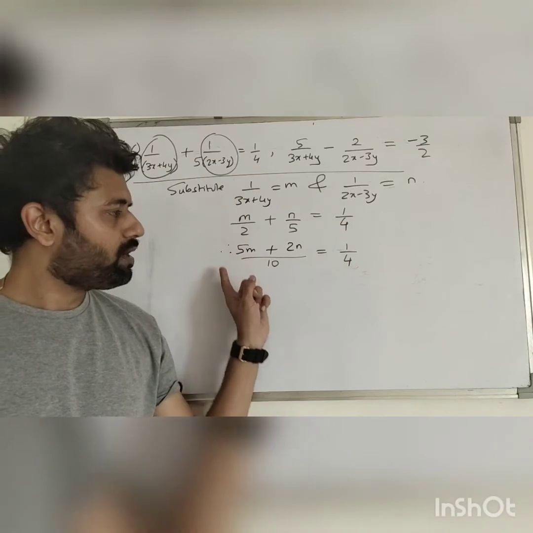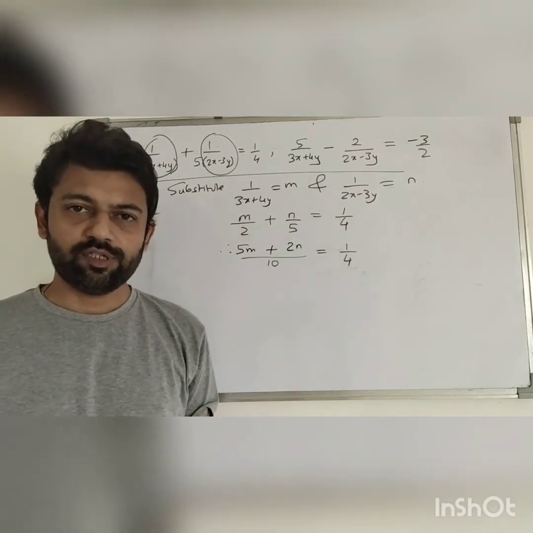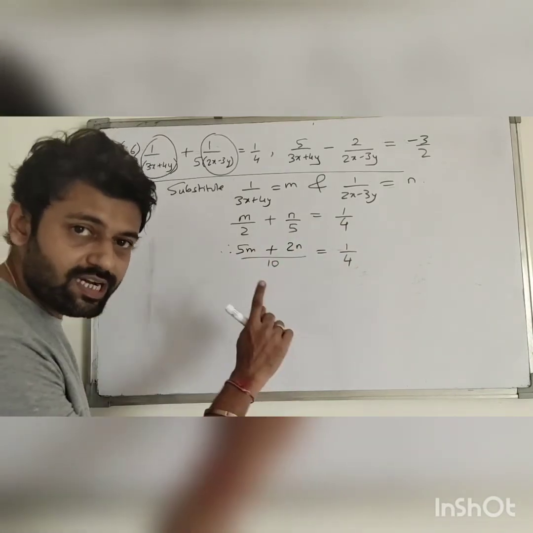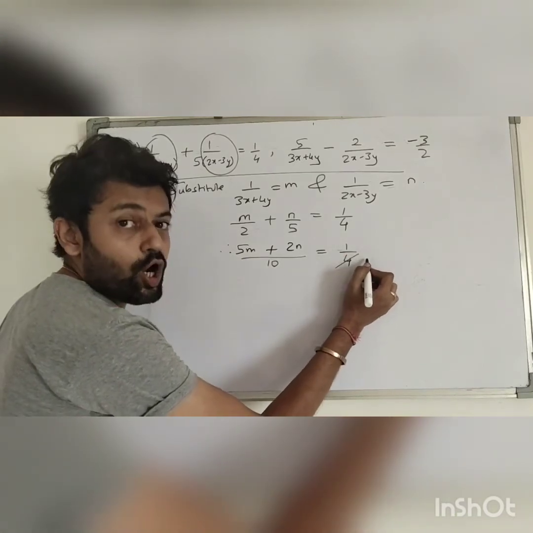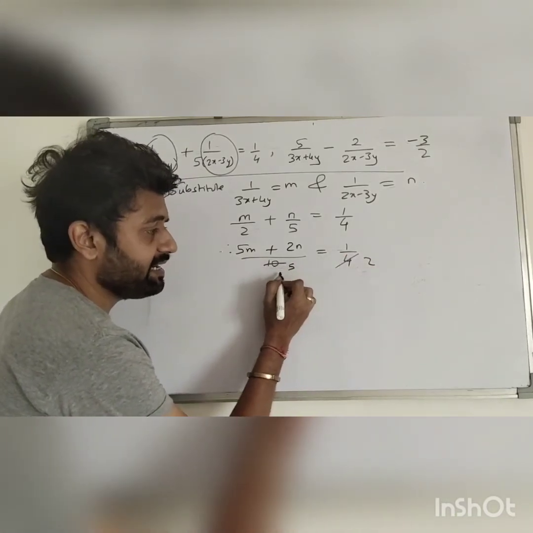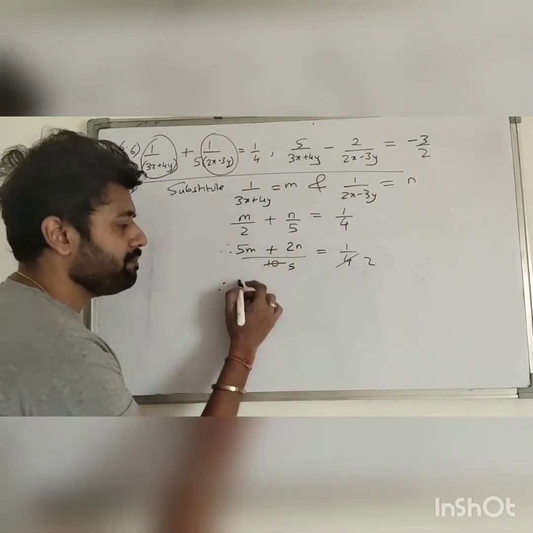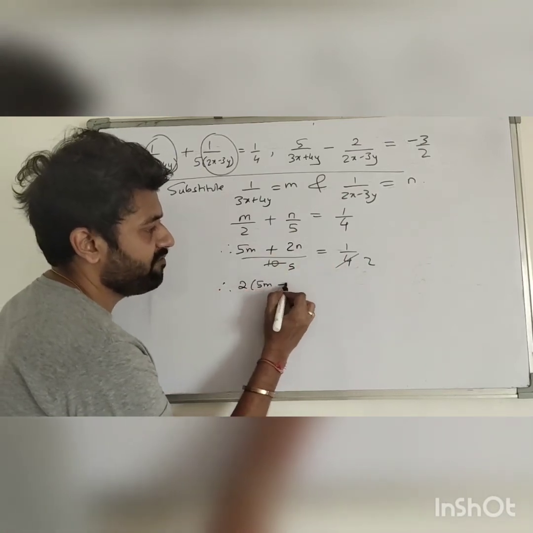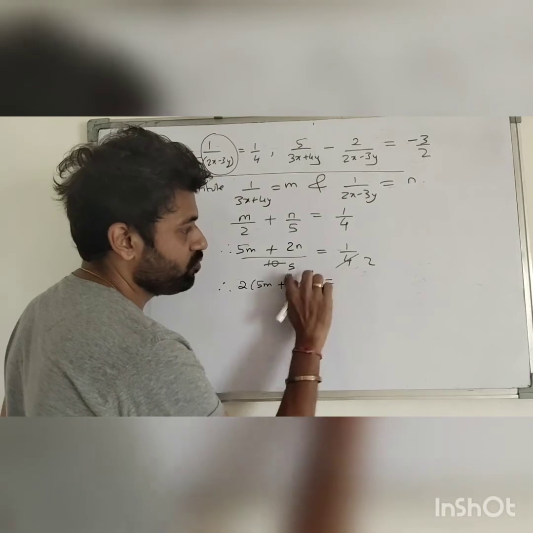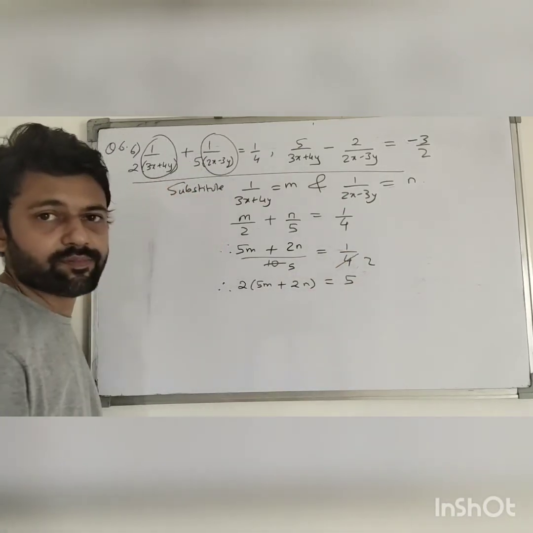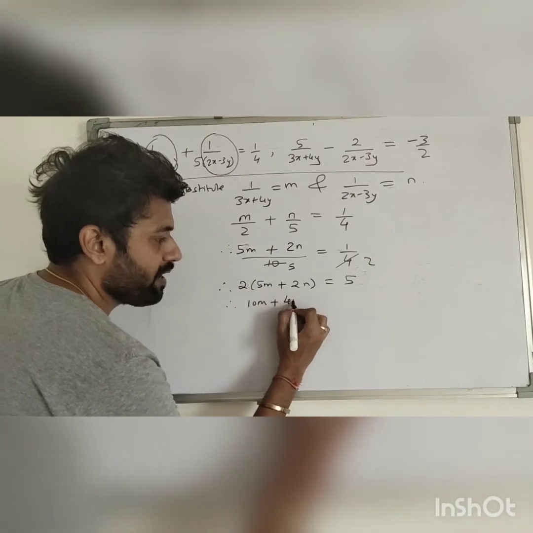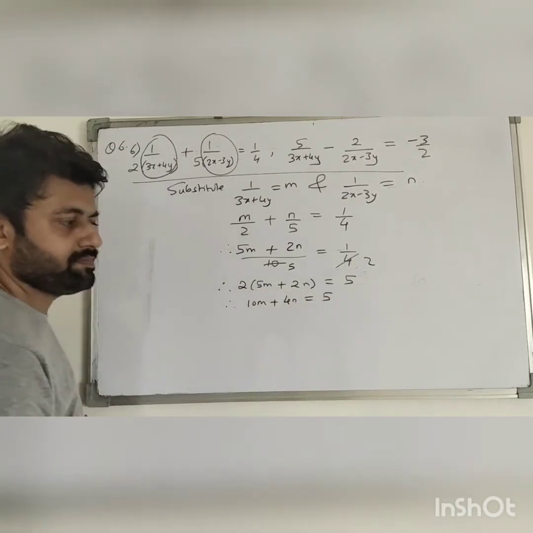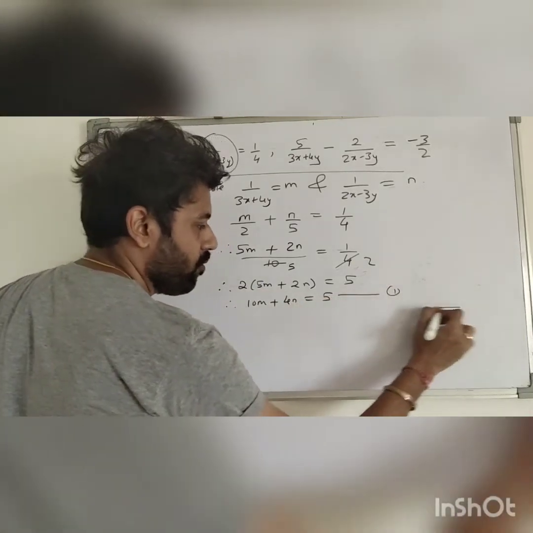I can send 4 and 10 to the opposite sides, but a special technique was always taught of cancelling factors like this. 2 2s are 4, 2 5s are 10. So now 2 will be in multiplication with this. 5m plus 2n is equal to 1 into 5 is 5. We get 10m plus 4n is equal to 5. This is equation number 1.